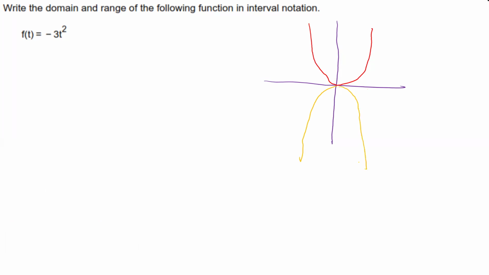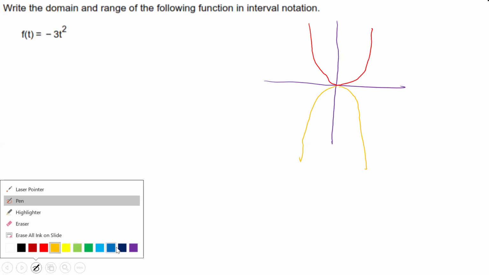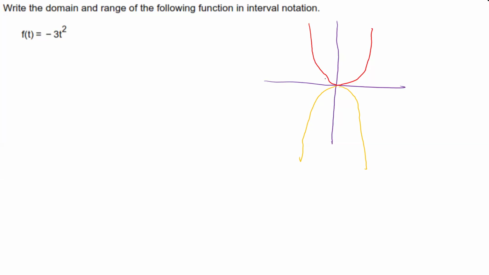And so now what we have to do is think about what that negative 3 out in front does for us as far as the graph goes. Well, it's going to pull it in. It's going to push it in. And so let's go back to purple. What it's going to do is be something more like this.